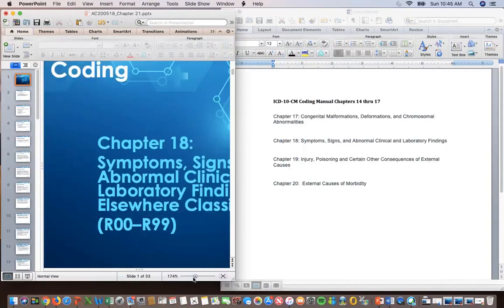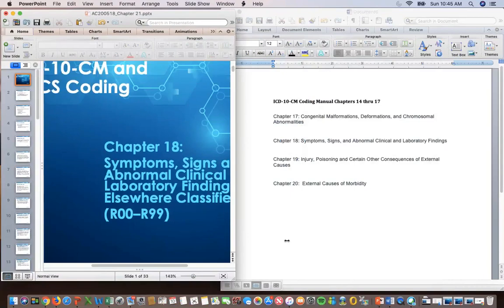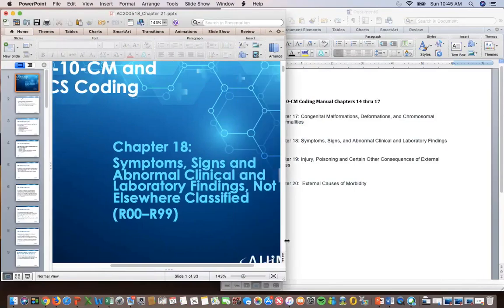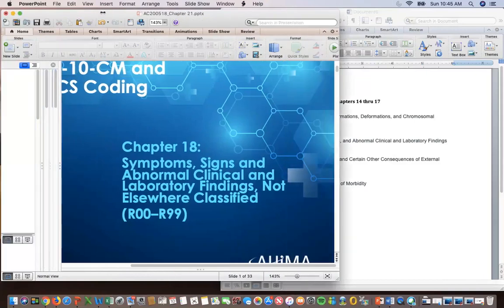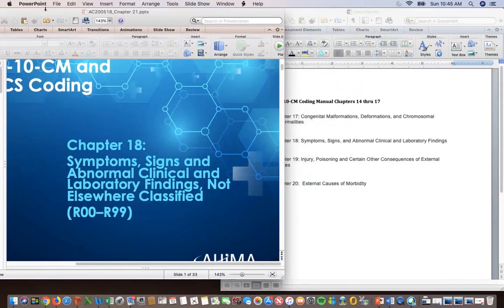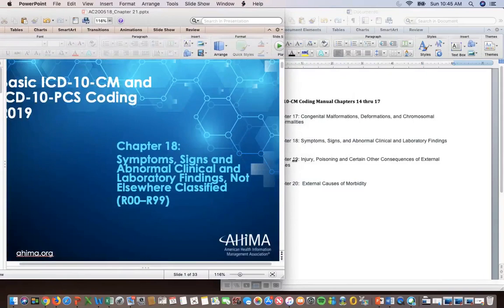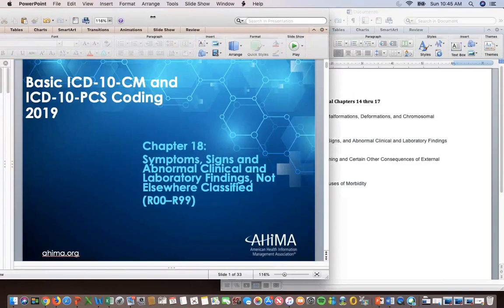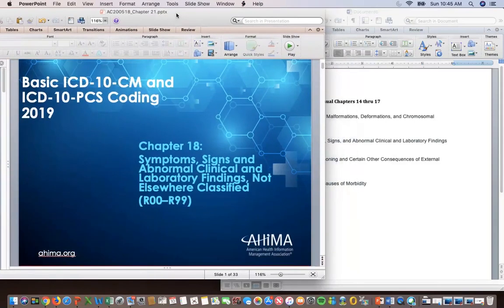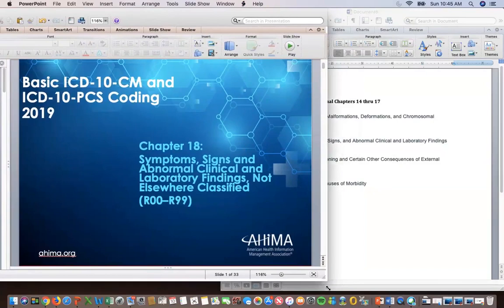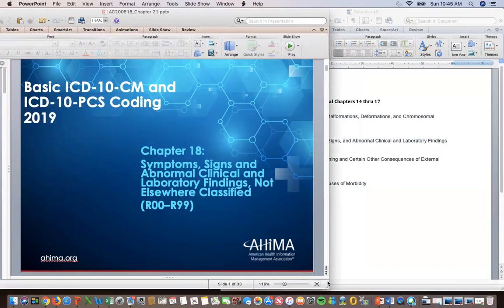A little bit here. So chapter 18 in your coding manual is symptoms, signs, and abnormal clinical and laboratory findings. So I just want to give a little bit of an overview of this. This chapter is rarely used in a hospital setting. Why? Pretty much because when you come to the hospital, and if you're going through the ER, they're going to do a battery of tests on you, and they will determine the diagnosis for you. If they determine your diagnosis, they will admit you to the hospital and treat that condition, or maybe they don't know exactly what's going on. So they're going to admit you and do a battery of tests.